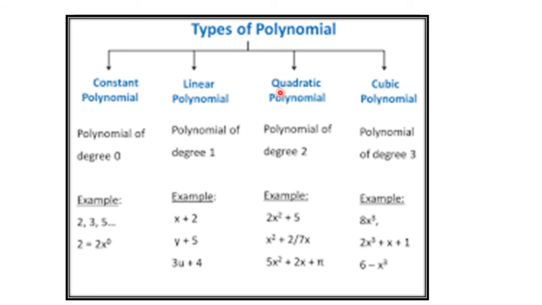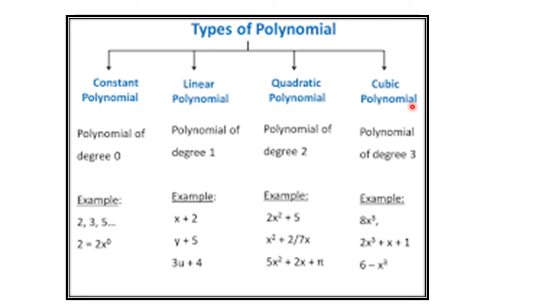terms. Now, quadratic polynomial. In a quadratic polynomial, the degree of the highest variable will be 2. Here you can see 2x square, x square plus 2 by 7x, 5x square plus 2x plus 5. All these are called quadratic polynomials. Whenever you see any expression, you have to see the highest exponent, and then you have to decide what type of polynomial it is.